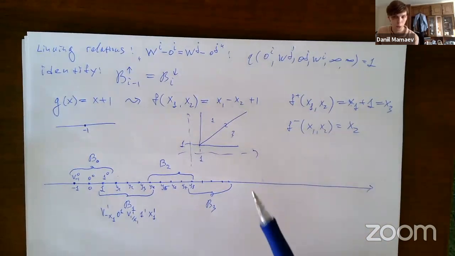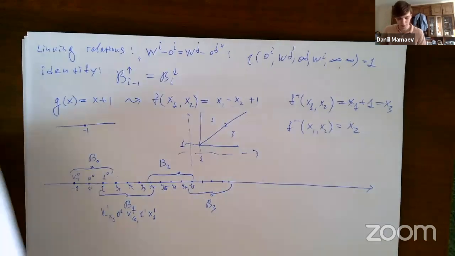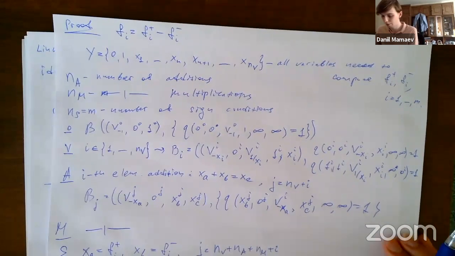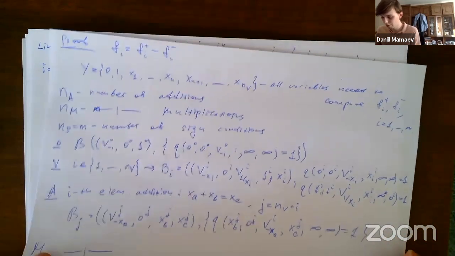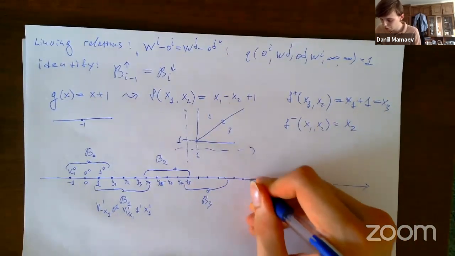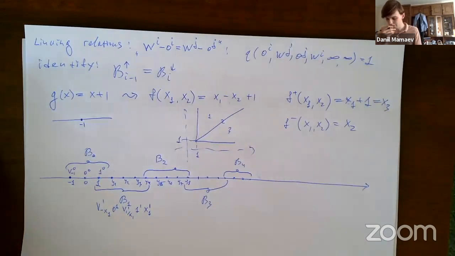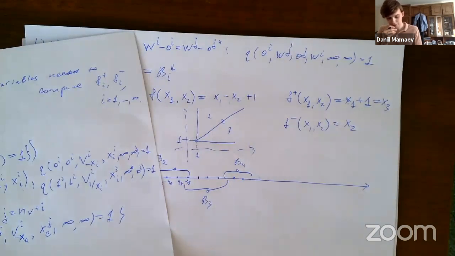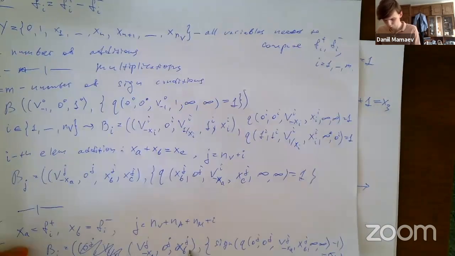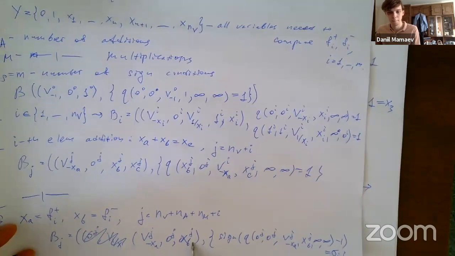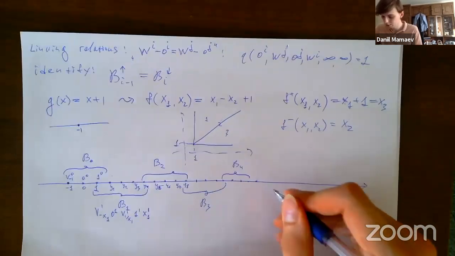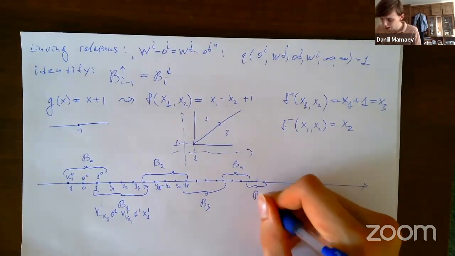Now we do one addition. Well, for addition, we need 4 variables. So we need 3 more, and we get a new cluster for addition. It's B4. And finally, we have one condition. And for a condition, we need 3 variables. So we add 2 more, and we get the last cluster.